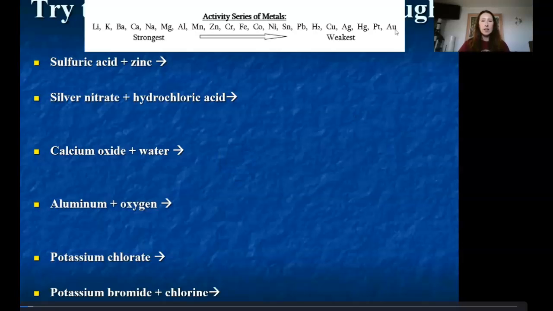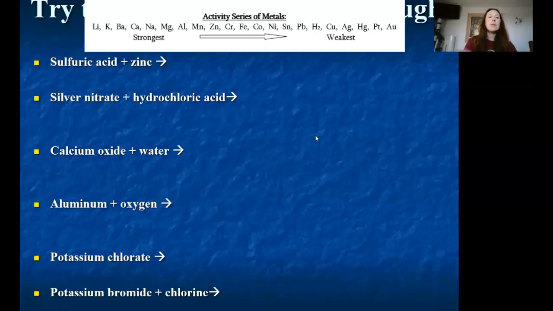Let's go over these questions. And there's that activity series, and you're going to see why we need this. So the first thing we need to do in all of these questions is identify the type of reaction. Sometimes with the words, it's sort of hard to do. So when we do that, let's just write this out.